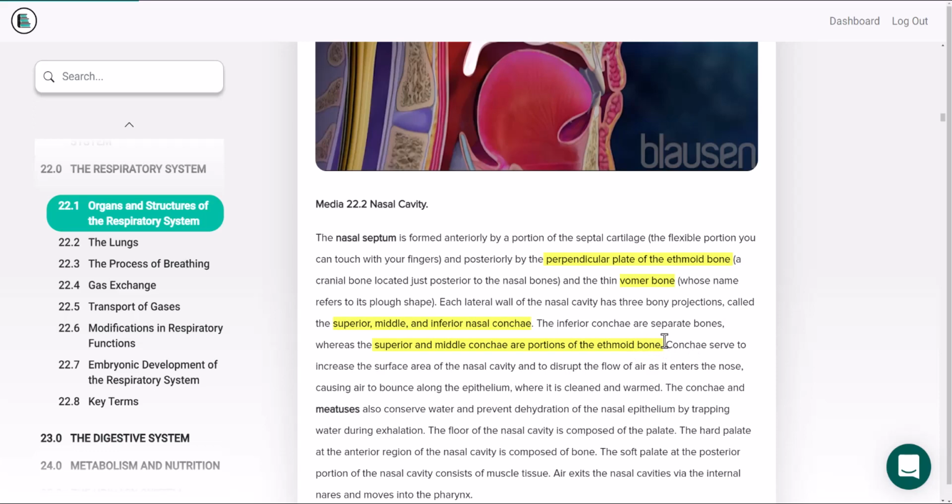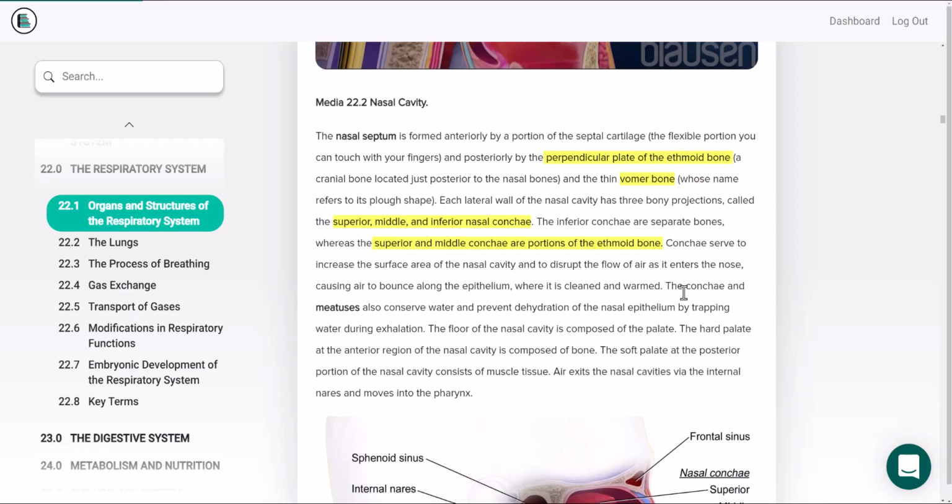Now, the concha, as we see, are creating these spaces through which air passes, and the passageway through which air passes is referred to as the meatus. Recall back in the skeletal system, we had the external auditory meatus. That was the opening through which sound waves pass through the temporal bone into the ear. And likewise, a meatus is a tube-like passageway.